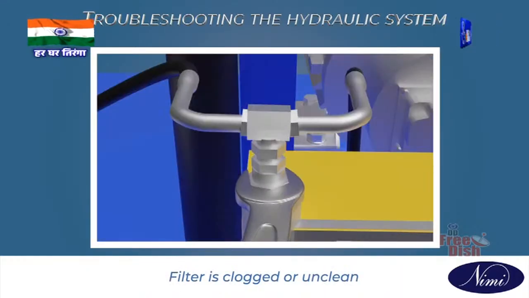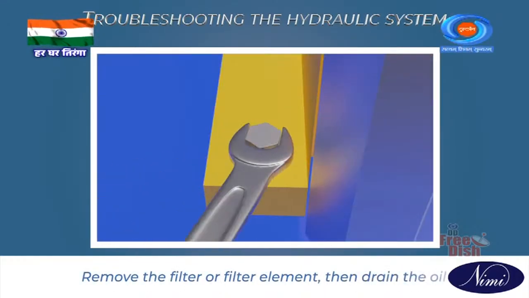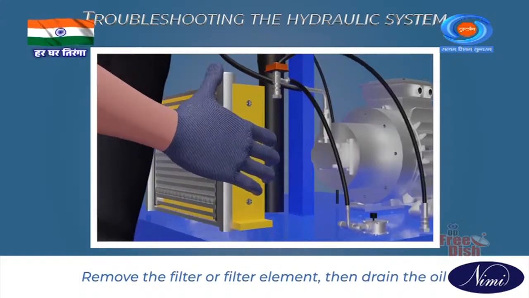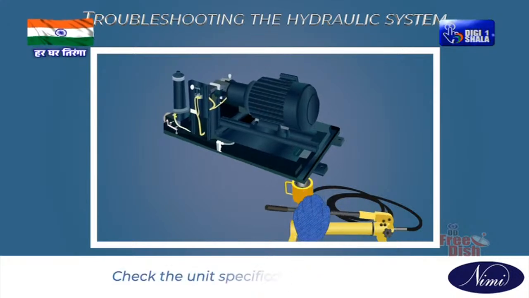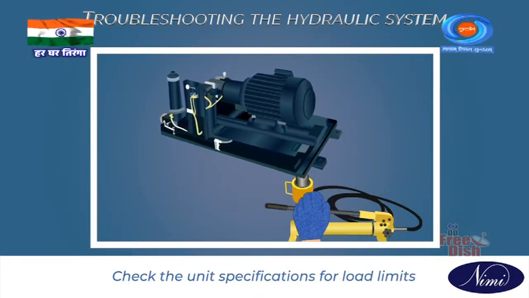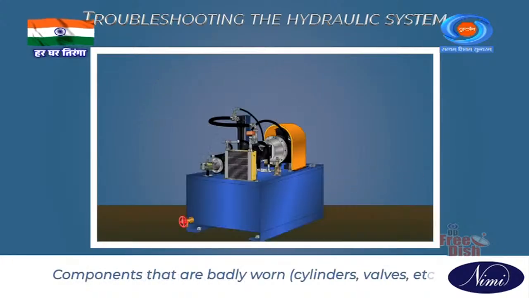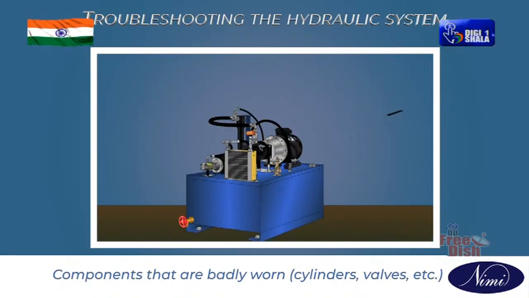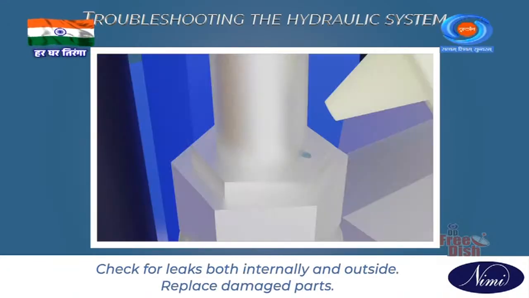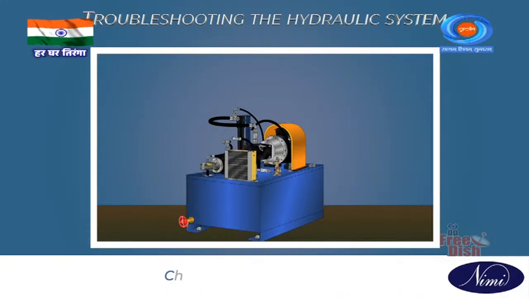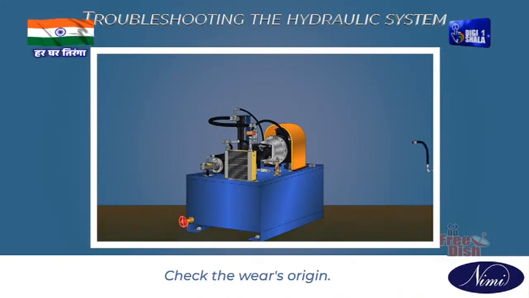Filter is clogged or unclean. Remove the filter or filter element, then drain the oil. Excessive load: check the unit specifications for load limits. Components that are badly worn, such as cylinders, valves, etc.: check for leaks both internally and outside. Replace damaged parts. Check the wear's origin.